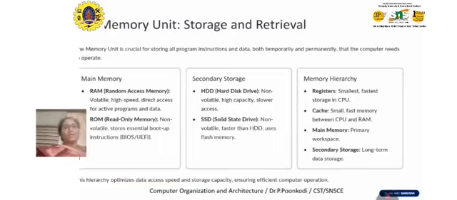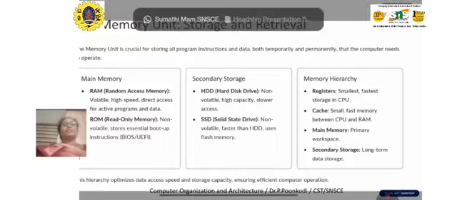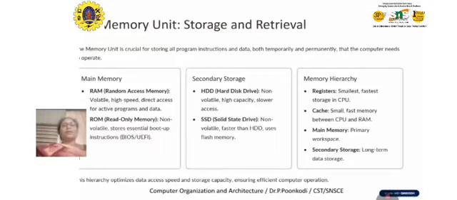And the memory unit. The memory unit is mainly used to store and retrieve information. In this, we use 3 types of memories: main memory, secondary memory and the memory hierarchy. The main memory is called the random access memory or the read-only memory. The read-only memory is used to read the content alone. The random access memory is used to access the data from the active programs.